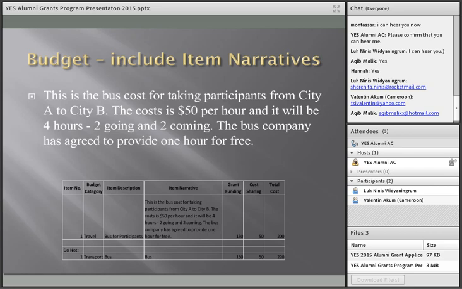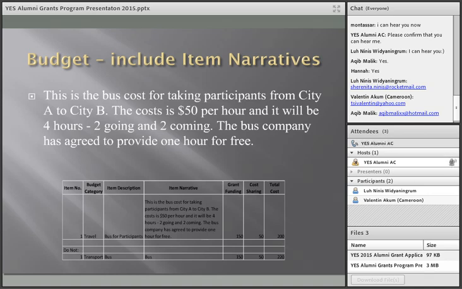So here's an example. This is budget category travel. This is a bus for participants. Now, if you just said that, we wouldn't know exactly what that's about. That's $150 that you're asking the grant will pay, and $50 is cost sharing. But without the item narrative, which basically says this is the bus cost for taking participants from city A to city B. The cost is $50 an hour, and it will be 4 hours coming and going. The bus company has agreed to provide 1 hour for free. So we know exactly where the cost sharing is coming from, why it's $150. We just get a clear idea.